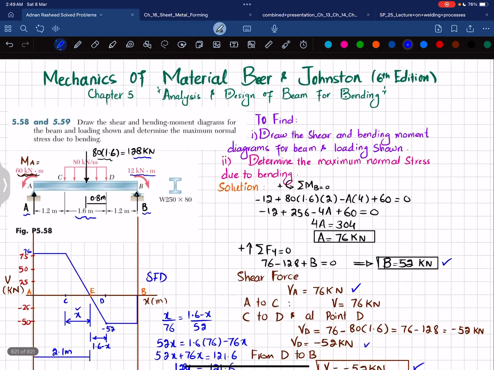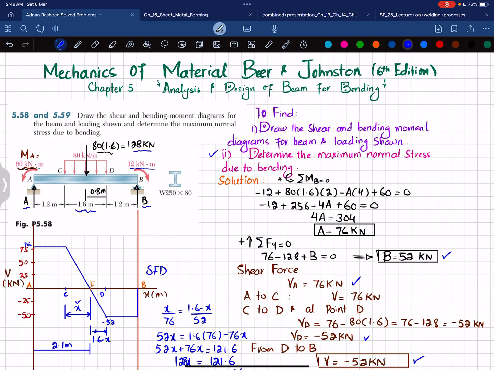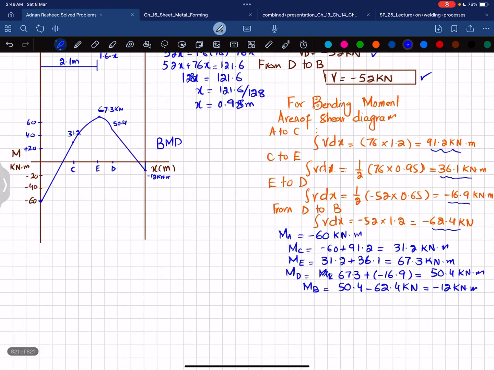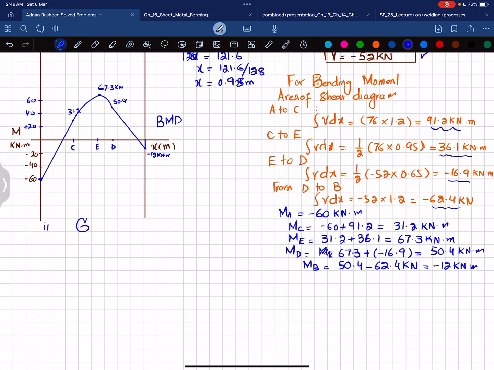Now in second part we have been asked to determine the maximum normal stress due to bending. So again we can say that maximum bending stress is equal to maximum bending moment absolute value divided by section modulus. So what is the maximum bending moment? From the bending moment diagram you can see this is 67.3 kilonewton into meter. Okay, there is a meter sign as well, and that will be equal to 67.3 into 10 raised to power 3 Newton into meter.